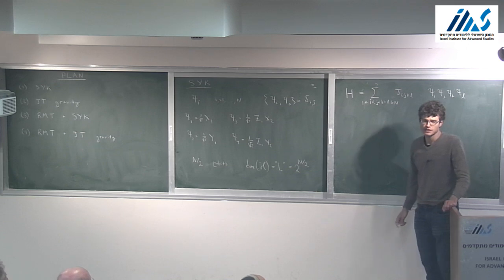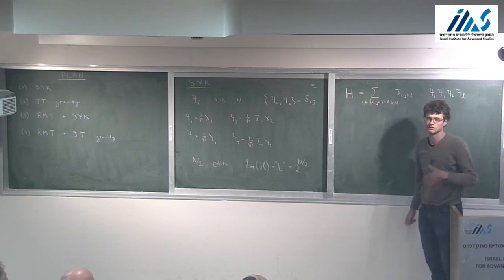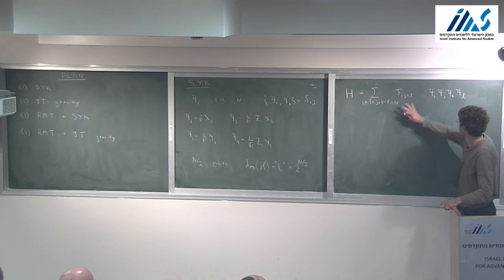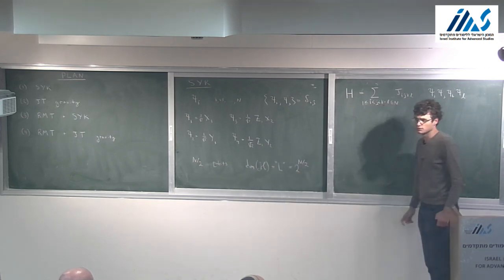So more precisely, this is not a particular Hamiltonian. The SYK model is an ensemble of Hamiltonians. It's a type of ensemble of random matrices. It's a special ensemble which is constructed in this way. So what do we mean when we say that these are random numbers?